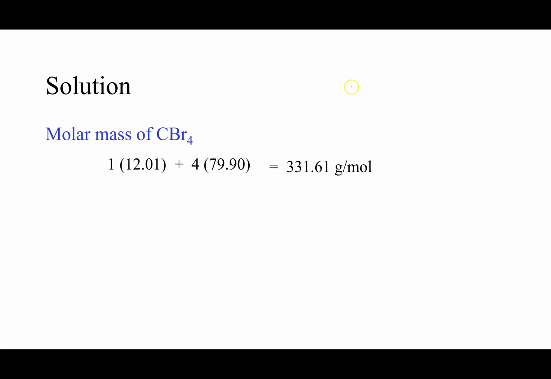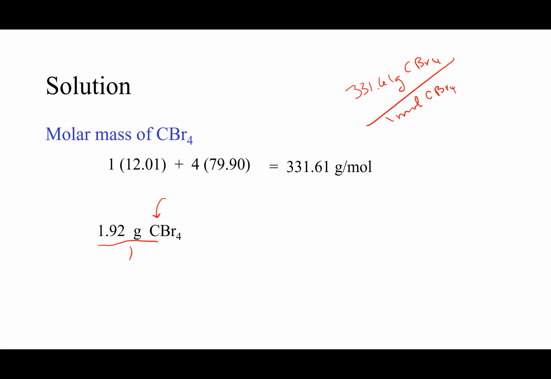So remember, that means 331.61 grams of the compound CBr4 per 1 mole of the compound. All right, so let's do it. The first term is going to be the mass of the compound, and you're going to see that I am going to go ahead and be explicit. So the mass of the compound over 1.